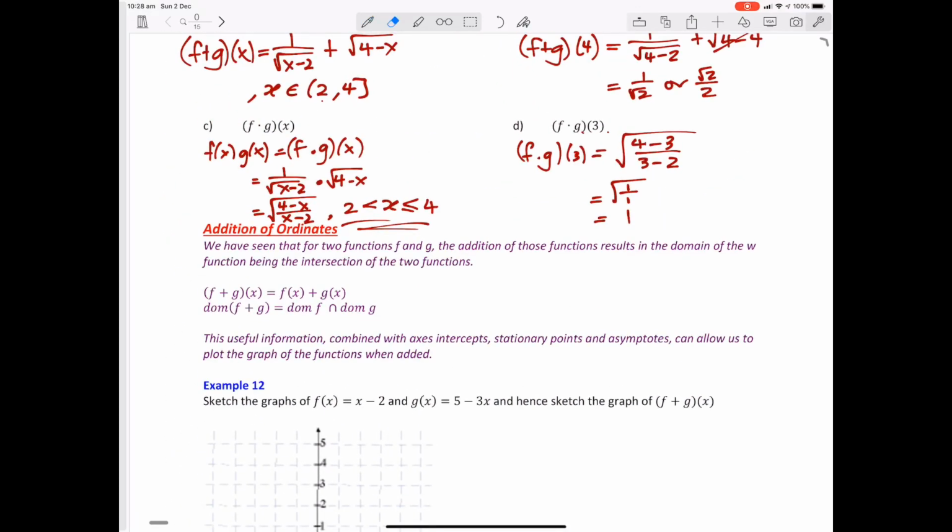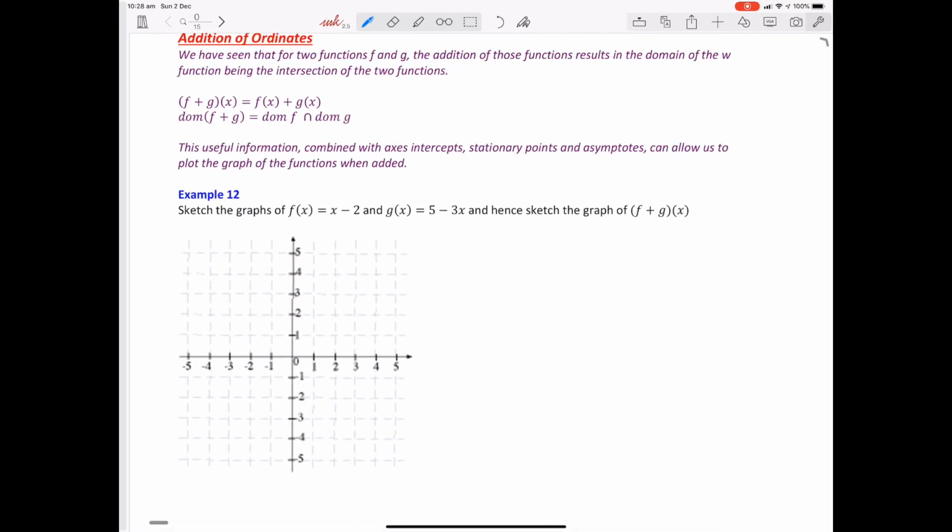Now, this is probably one of the things that students get most confused with, and it's not really a hard concept. It's just that everyone seems to get confused with it. So, addition of ordinates. We've seen that for two functions f and g, the addition of those functions results in a domain that is the intersection of the two domains. So if I add two functions together, f and g, the domain of f plus g is the domain of f intersect the domain of g. So just draw a quick number line and go from there.